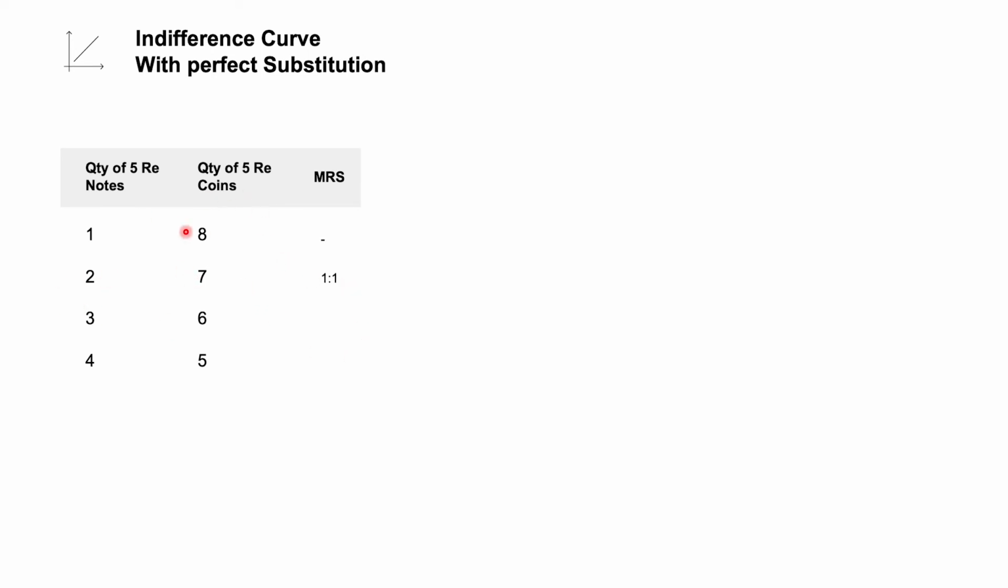8 minus 7, 2 minus 1. So it will be 1:1. If you take the graph with the quantity of 5 rupee notes and the quantity of 5 rupee coins, then it will be a straight line. All right.